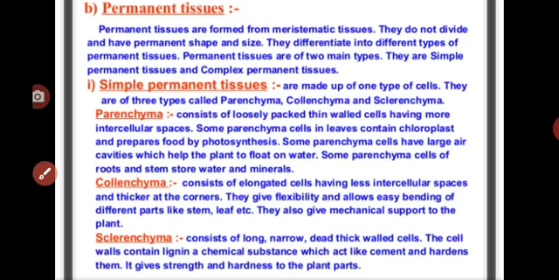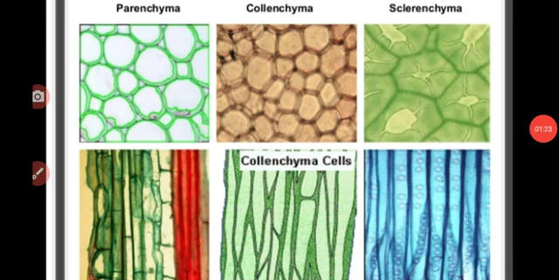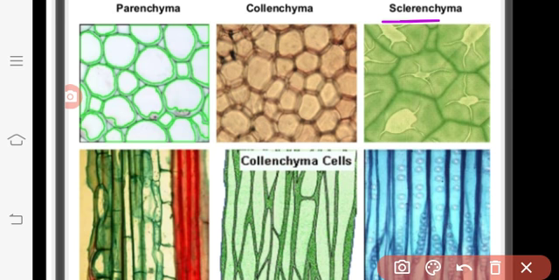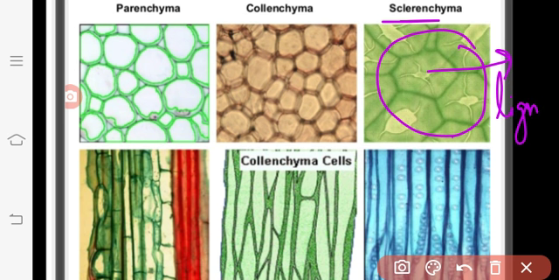In case of sclerenchyma, scleren means hard, enchyma means tissue, meaning it is a permanent tissue of dead, highly thick-walled cells with narrow lumen. The thickening is made up of lignin, which functions like a cement and hardens the cell walls. The wall contains unthickened areas. This is called pits. इसको क्या बोलते हैं बेटा? Pit बोलते हैं.